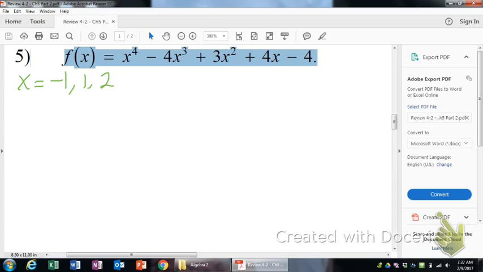So now what I'm going to do is go ahead and do synthetic division and test all these numbers. I should end up with 4 solutions, and right now I only have 3. So when I do synthetic division, I put -1 first, and then I have 1, -4, 3, 4, and -4.